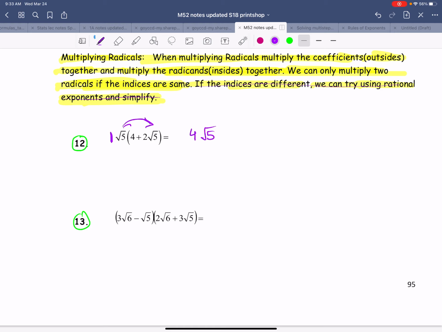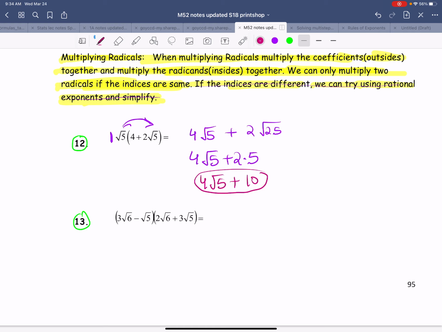Now let's distribute here. 1 times 2 is 2. Root 5 times root 5 is root 25. Remember, multiply outsides together and insides together. Coefficients get multiplied and radicands get multiplied. So we know square root of 25 is 5. So that can get out of the square root. No more square root left. And 2 times 5 is 10. 4 root 5 plus 10 is my final solution after I multiply this radical expression.